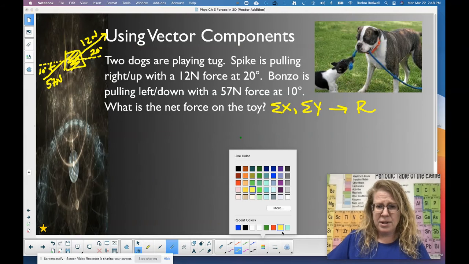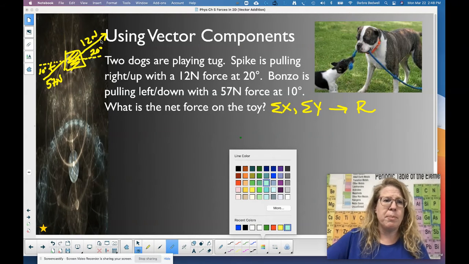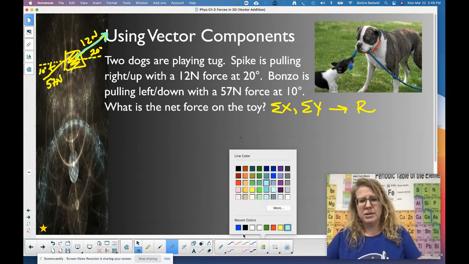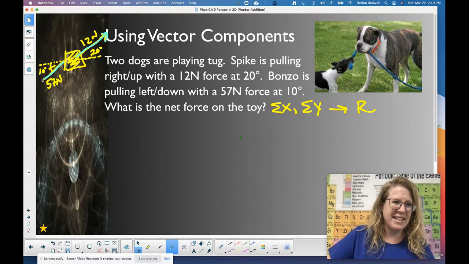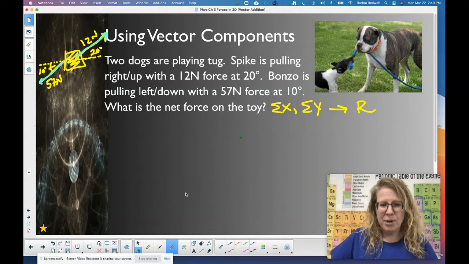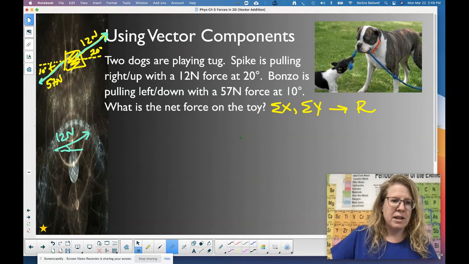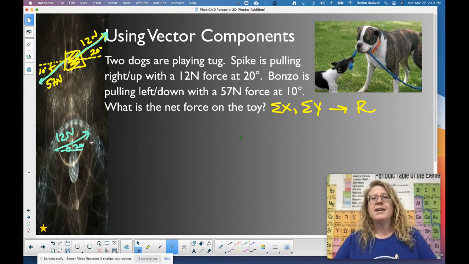All right, so we'll use light blue for Spike, and then we can use a different color for Bonzo. We'll use green for Bonzo when we're ready for that one. Okay, so take a look at Spike. Here's Spike's vector. It is 12 newtons at 20 degrees. So let's find out the x and y components of Spike.